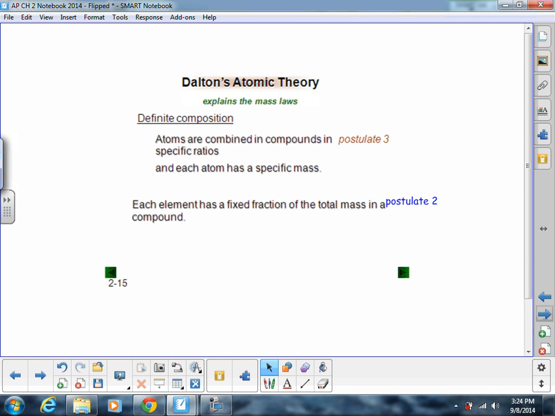Also, Dalton's atomic theory explains law of definite composition. Atoms are combined in compounds in specific ratios, and each atom has a specific mass. Okay, so water is always H2O, specific ratio, and each atom has a specific mass, so each molecule of something like water has the same mass. Each element has a fixed fraction of total mass in a compound, so we're talking about mass fractions. So the amount of mass hydrogen contributes to the overall mass of water, and oxygen to water as well.